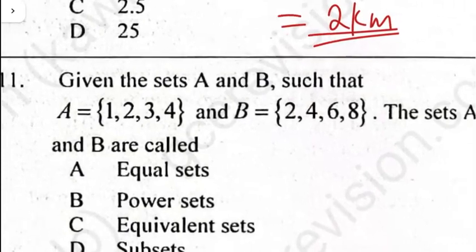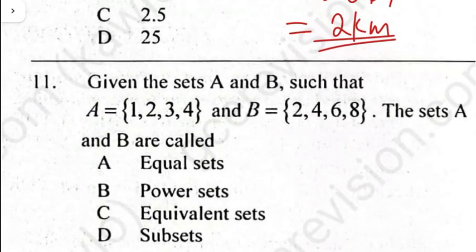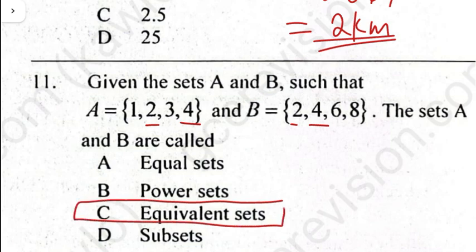Question 11. Given the sets A and B such that set A has elements 1, 2, 3, 4, and set B has elements 2, 4, 6, 8, the sets A and B are called... So if you look, you see that the sets A and B do not have the same elements. Just 2 elements are common, that's 2 and 4. Now the elements are not the same, but they have the same number of elements. Since they have the same number of elements, the sets are equivalent sets.